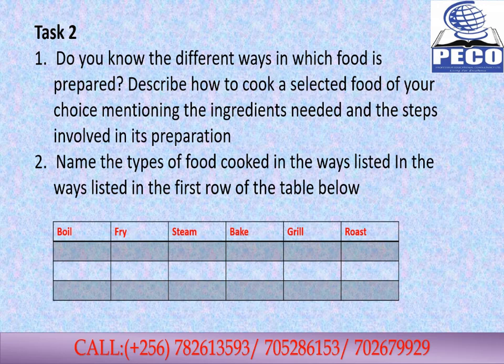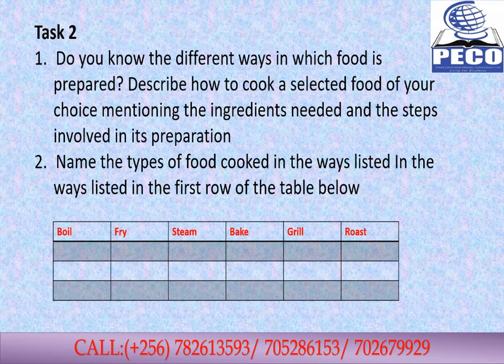So there, my friends, are the different ways on how food is cooked. Now your role here is going to be to place in those columns the different foods that are boiled, those foods that you fry. Then you also mention the foods that you steam, the foods that you bake. How about those that we grill? And then those that we roast.